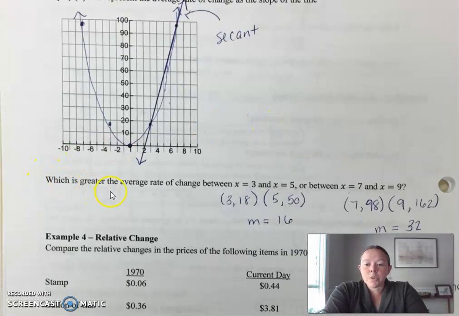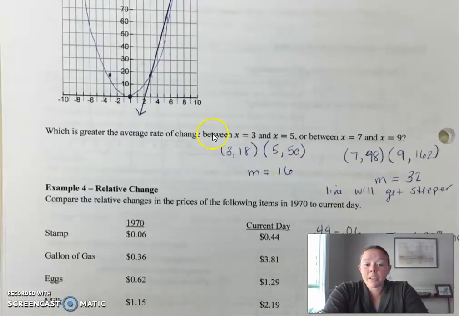All right, and then it says, which is greater, the average rate of change between x equals 3 and 5, or between 7 and 9? So 3 and 5 would be here, roughly. So imagine that secant line compared to 7 and 9. So 7 would be up here, and then 9. Oh man, that 7 to 9, that's going to be way steeper. I actually calculated it, but you can visually see that the 7 to 9 is going to be your steeper slope.